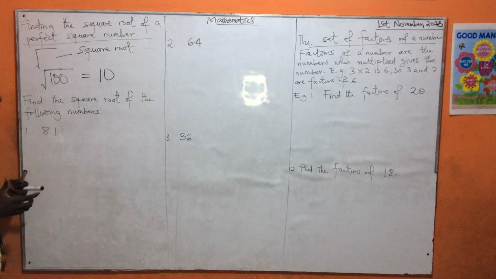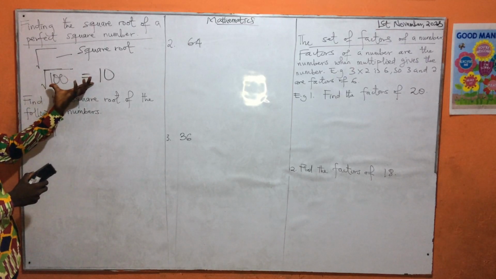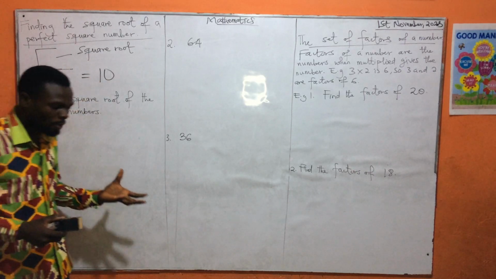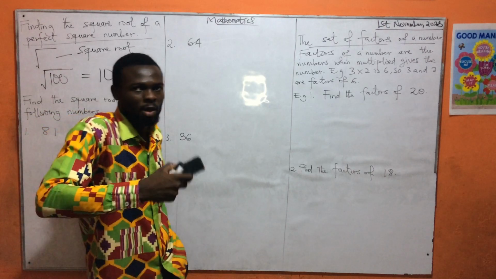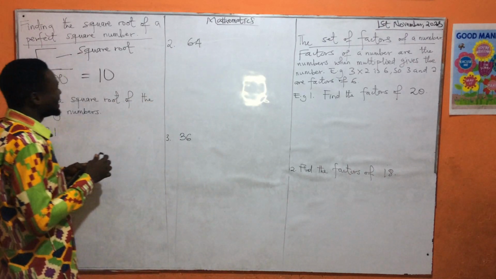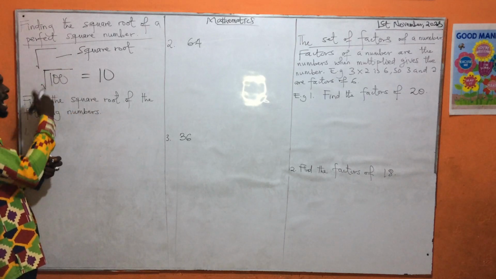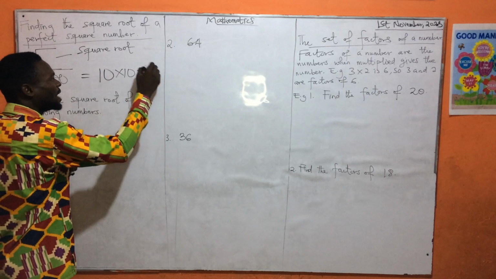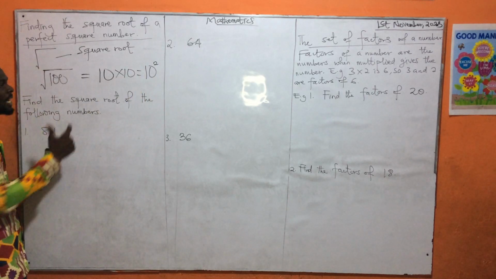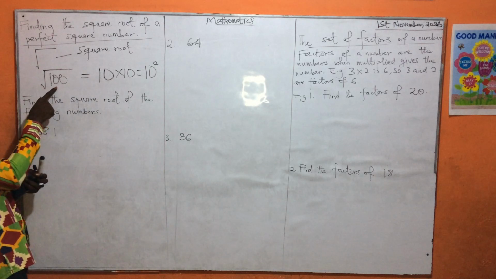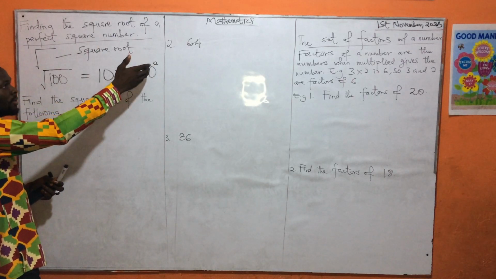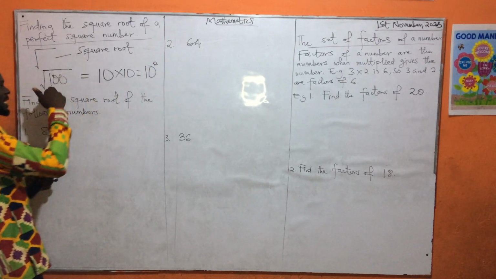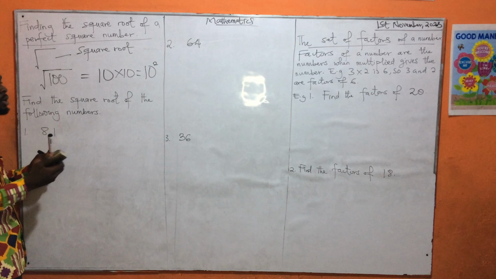Good. Now, the reason why the answer is 100 is because of what we call indices, or the power of a number. Because 10 times 10 will give me 100, this 10 times 10 is the same as 10 raised to the power 2. So if I have 10 raised to the power 2 in the square root, then we say that it is going to cancel out.